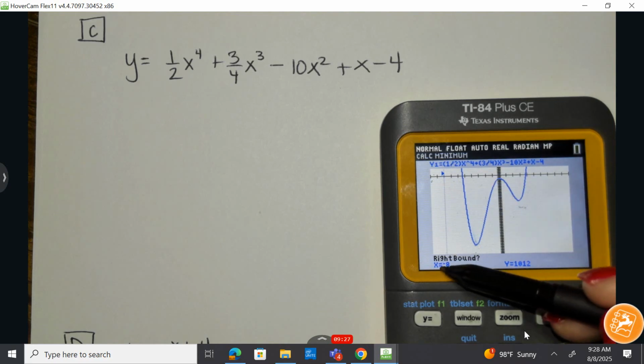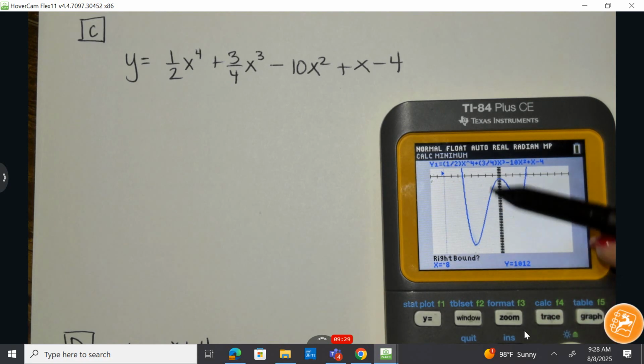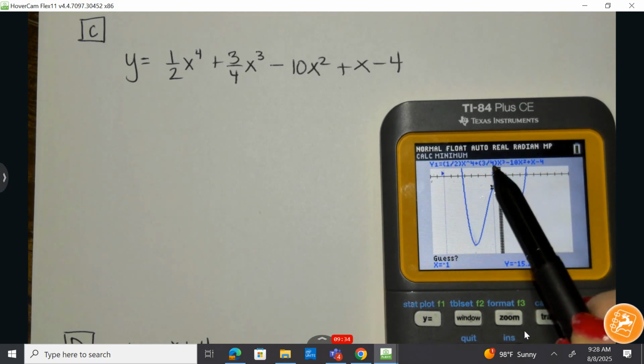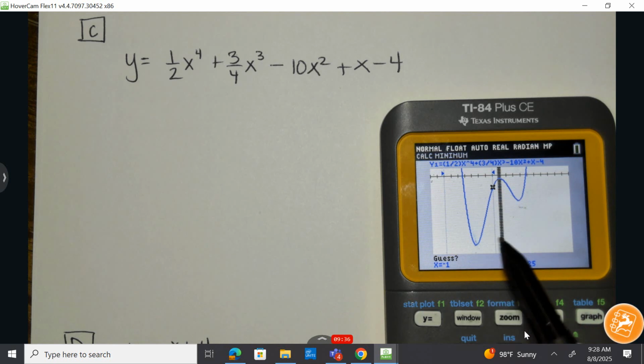Now I want to choose a value that's to the right of this. So let's try -1. Once you have these temporary walls to the left and to the right of our minimum, we just press enter, and there are the coordinates of the absolute minimum of this graph.